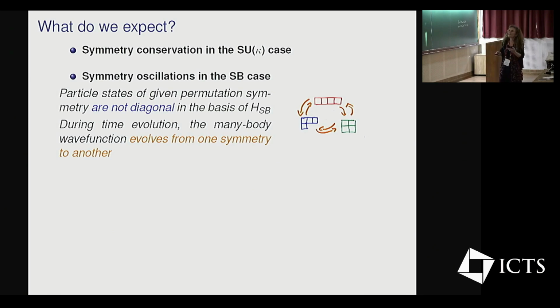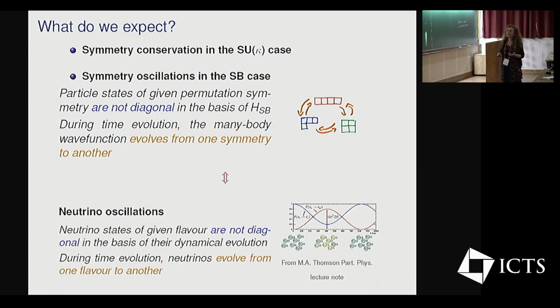So what does this remind us of? This reminds me of neutrino oscillation. Indeed, this is what happens in neutrino physics. Neutrino states of a given flavor are not diagonal in the basis of their dynamical evolution. So during time evolution, the neutrinos evolve from one flavor to another. But for neutrinos, I can check if they are leptonic. Okay, I'm not an expert in neutrinos, but there is a way to check the flavor of a neutrino. For symmetry, I cannot just observe a Young tableau dancing.